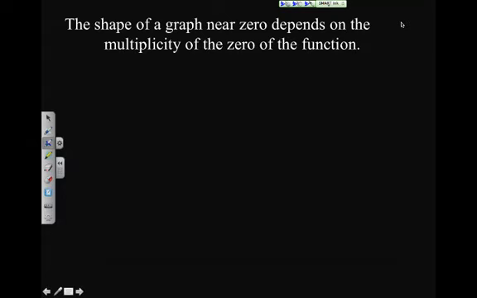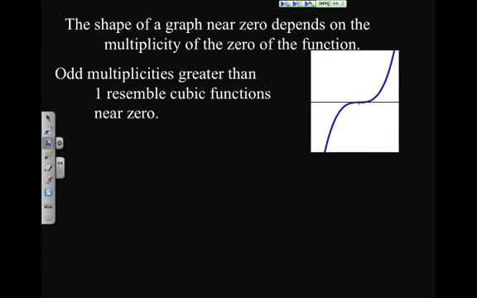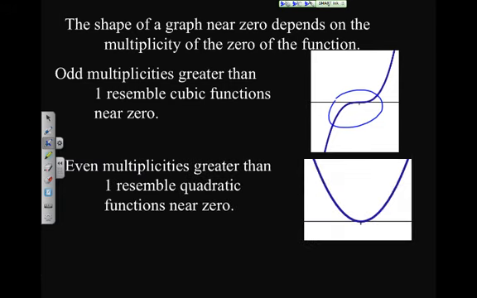Now we've kind of discovered some properties about multiplicity, and here's the description of it. The shape of a graph near zero depends on the multiplicity of the zero of the function. The multiplicity, again, just means how many times that zero occurs. So for odd multiplicities greater than 1, they resemble cubic functions near zero. So they have that little S-curve shape, as you can see right here. For multiplicities that are even and greater than 1, they have a shape like a parabola, just coming down and touching the x-axis at those points. So those are our two characteristics.